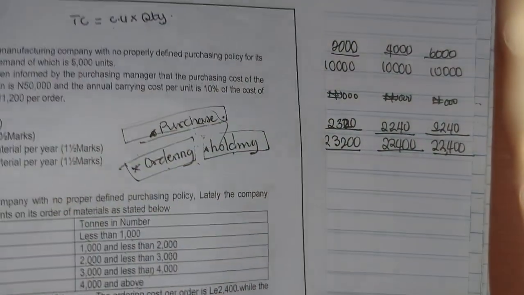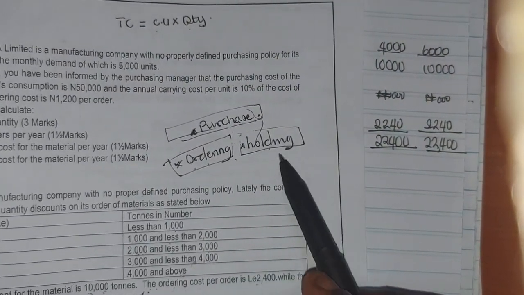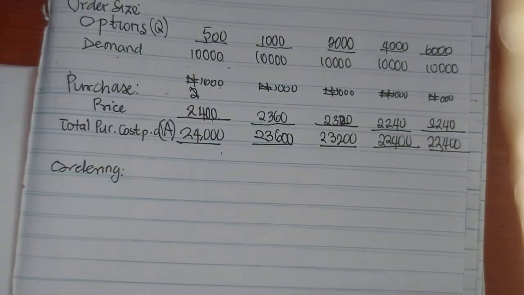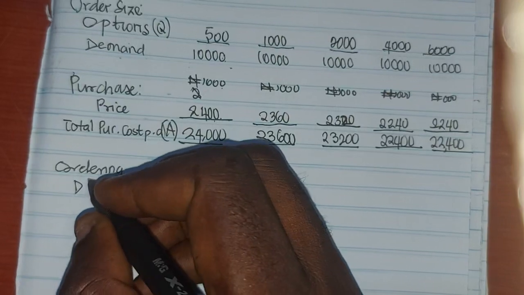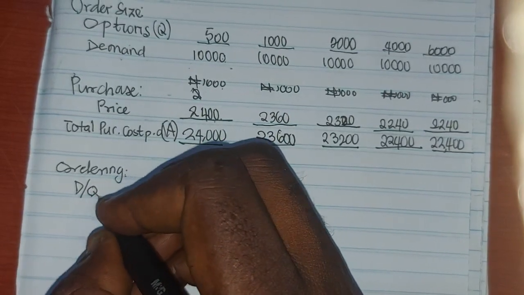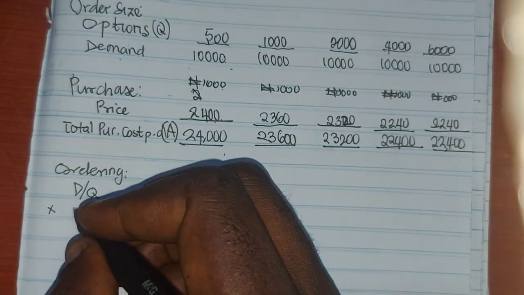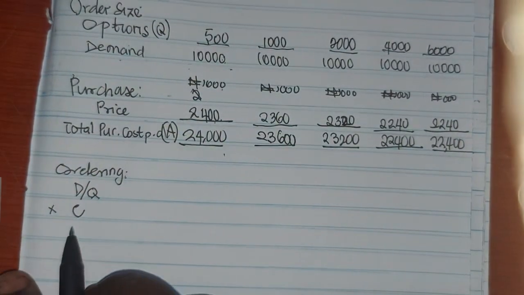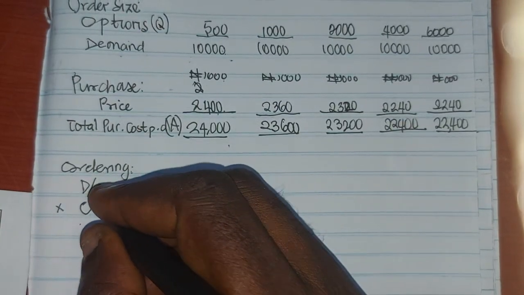the ordering cost. Don't forget the relevant cost. We have the purchase cost, the ordering cost, and the holding cost. So let's do the ordering cost. What is the formula for ordering cost? Ordering cost is demand over the ordering quantity. Then you multiply by the ordering cost, C, per order.